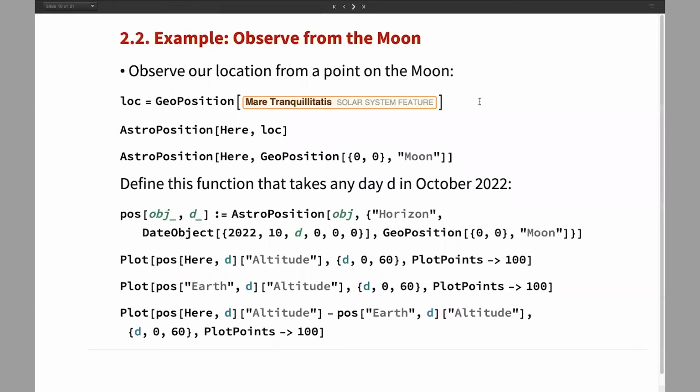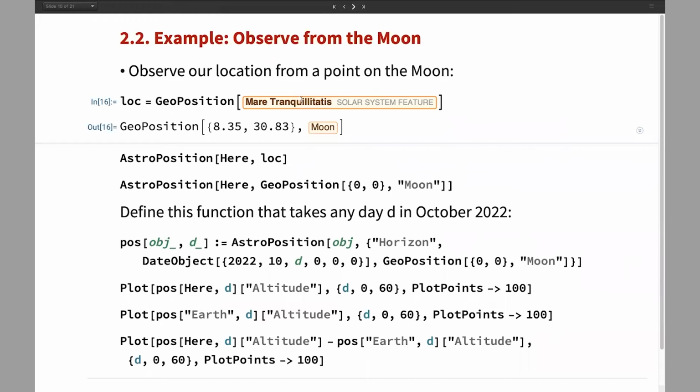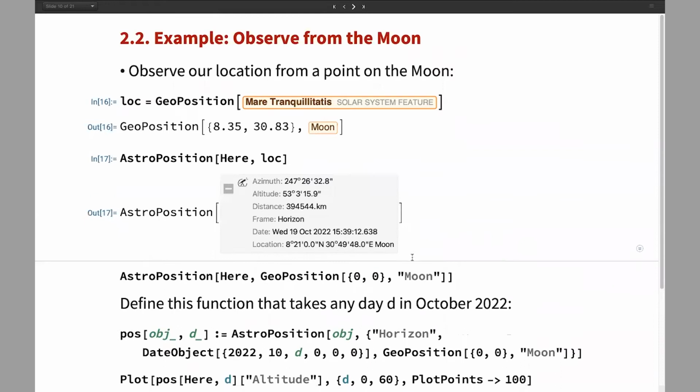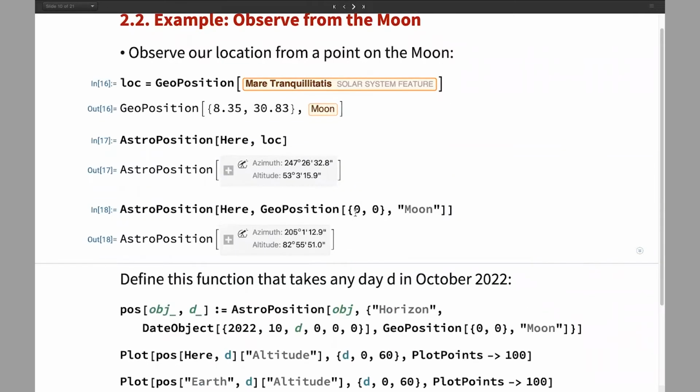Something fun is to observe ourselves from the moon. For example, this is the position of Mare Tranquillitatis, and we can say, where are we from this location, right? And so that's the azimuth and altitude of this position from a location in the moon, right? So with astroposition, we can observe anything from anywhere. Now, where are we with respect to the 0, 0 of the coordinates of the moon? Now, because the moon is always facing us, this point is always facing us. So from this point, the Earth is always up there continuously.